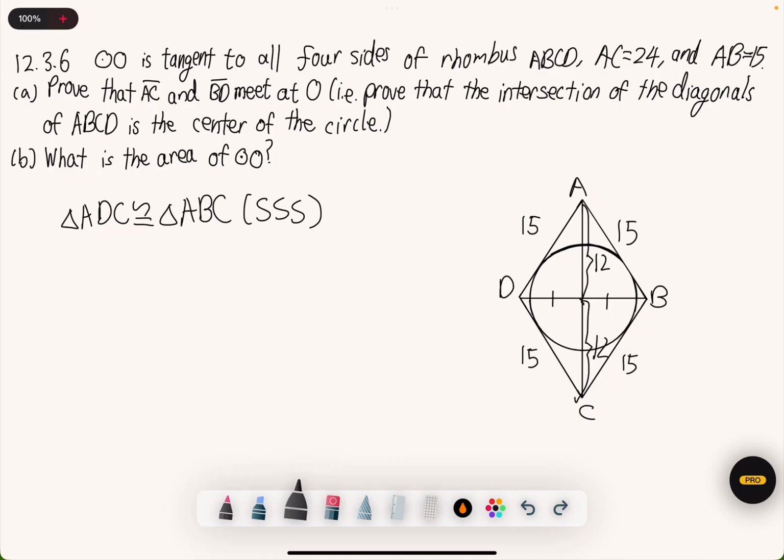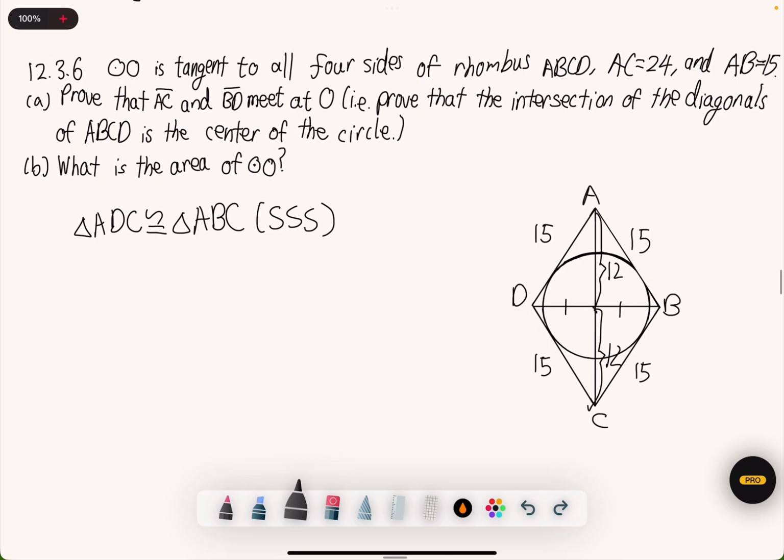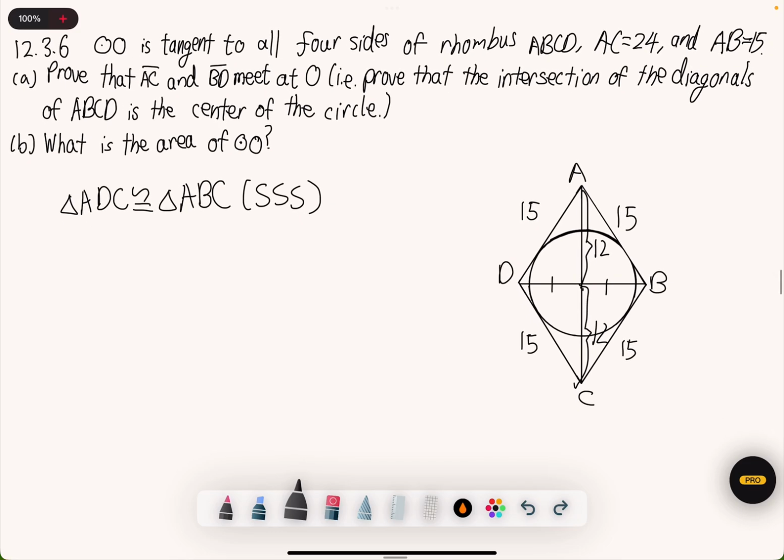However, how do we know the third pair is equal? Well, this is really obvious, right? AC equals AC. It's the side equal to itself. There's no explanation needed here. So obviously, we know that these two triangles are congruent. So it's basically this triangle and this triangle.